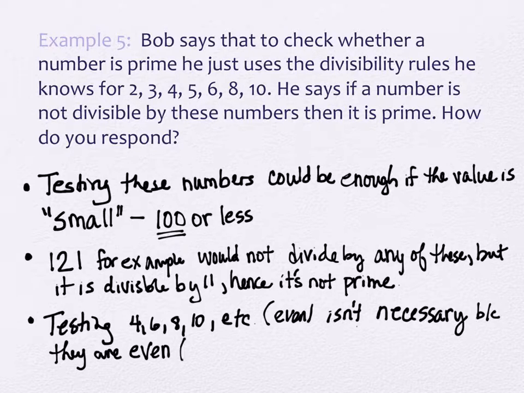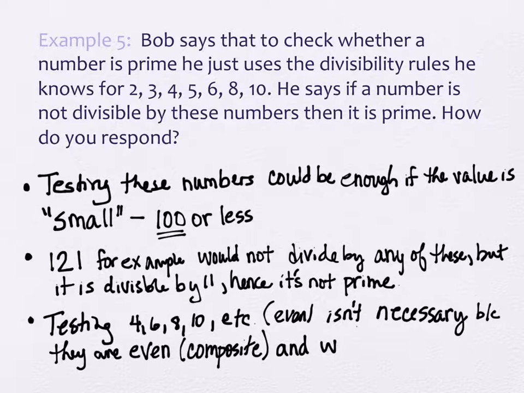And more specifically, it isn't even really because they're even, it's because they're composite. Like testing 9 wouldn't matter either, because I automatically know if 9 worked, 3 would have worked. If 9 didn't work, 3 wouldn't have worked. Okay? So testing isn't necessary because they're composite.